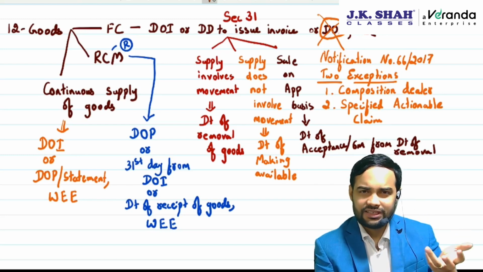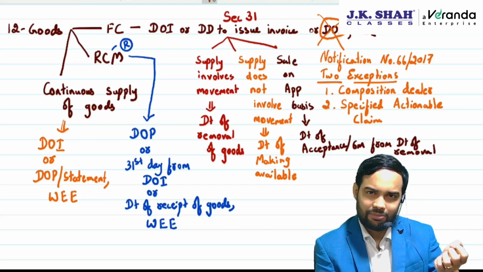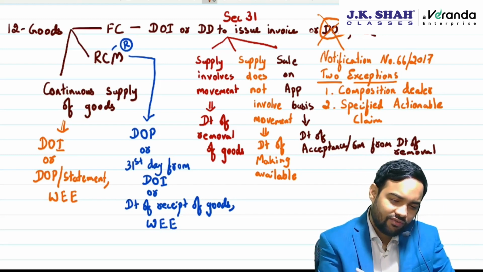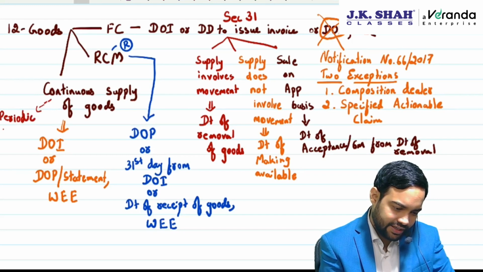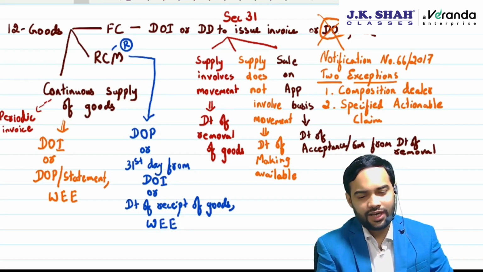If statement is not given, then we go by date of invoice or date of receipt of payment, whichever is earlier. So the speciality of continuous supply of goods is periodic invoice. Invoice is issued on a periodic basis. That's when we call it continuous supply of goods.